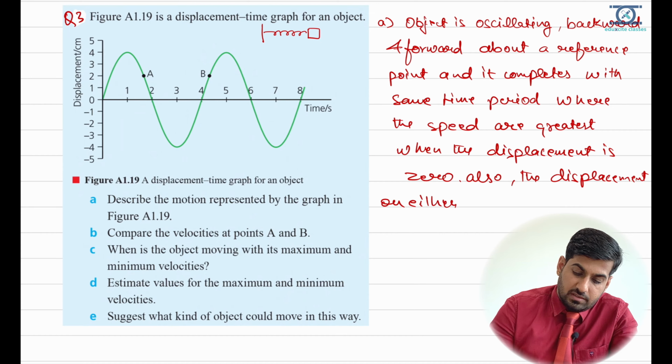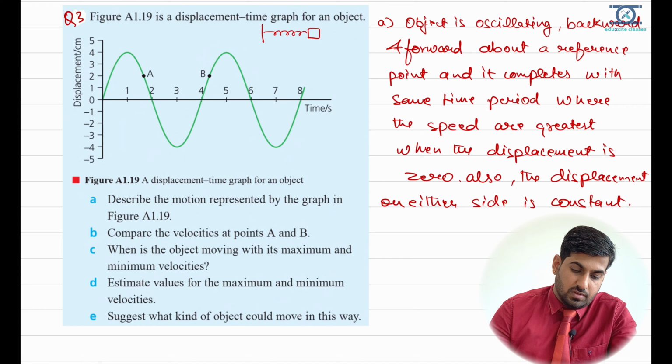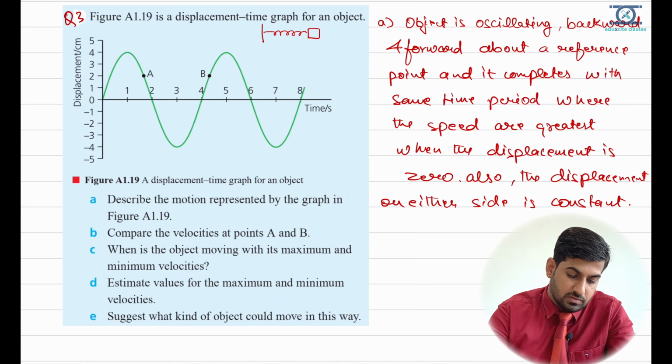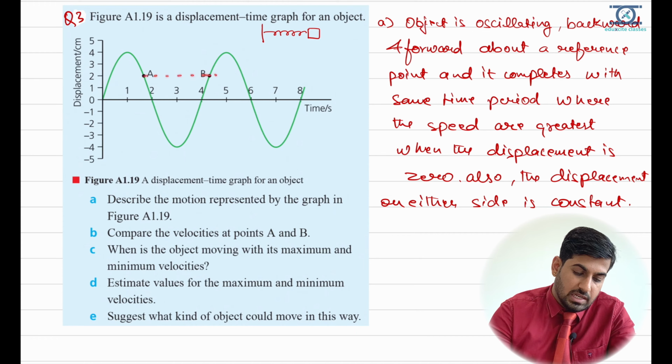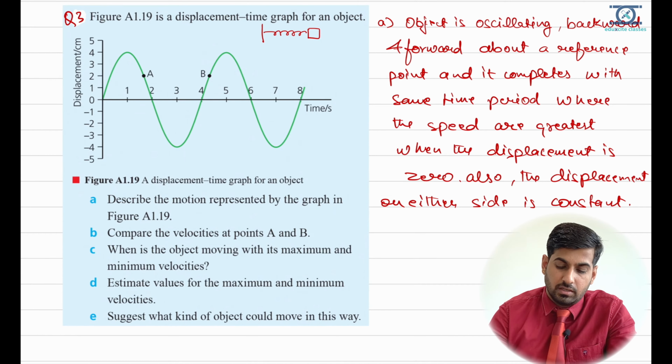Either side is constant. Okay, so that is what you can comment on. Now compare the velocities at A and B. If you look at A and B, in the velocity displacement time graph, this will be the gradient, and here the tangent I will draw will be like this and like this. So you can say this is an opposite direction, but they are at the same level. So what you can say, they have the same magnitude.